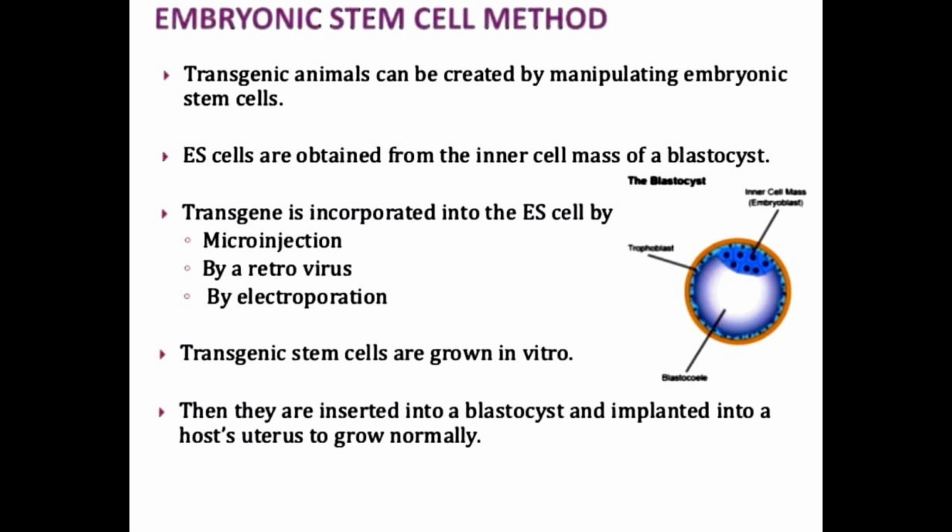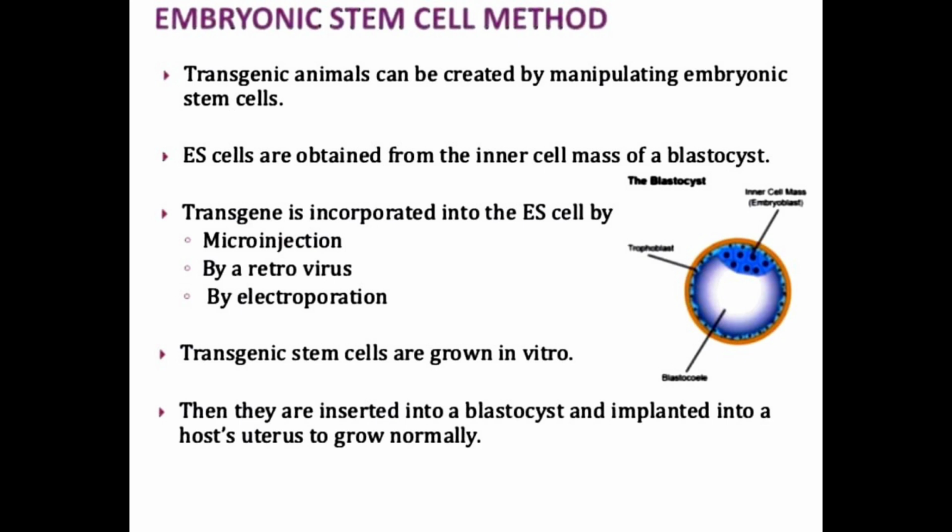Second one, embryonic stem cell method. Transgenic animals can be created by manipulating embryonic stem cells. Embryonic stem cells are obtained from the inner cell mass of a blastocyst. You can see the figure of a blastocyst. Transgene is incorporated into the embryonic stem cell by microinjection, by a retrovirus, by electroporation.